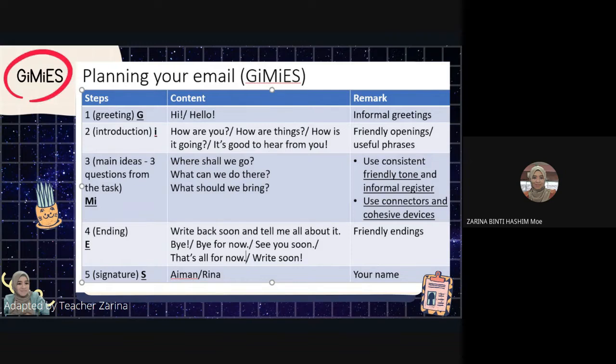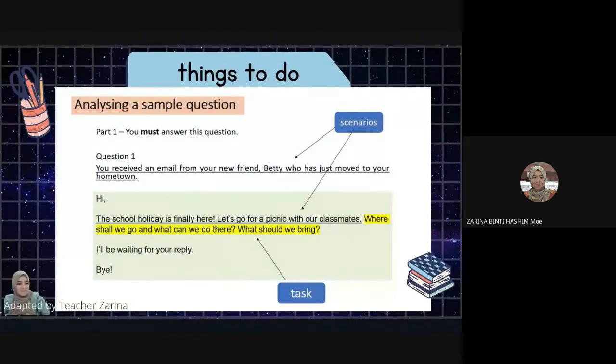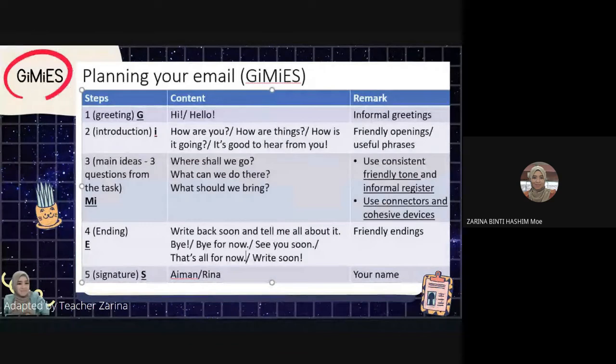If you look at the question again, we have who it is written to, about the school holidays. That means you are writing to Betty. Then you can write your own name as the signature. When you are writing to Betty, you have to write, hi Betty, or hello Betty, and so on.